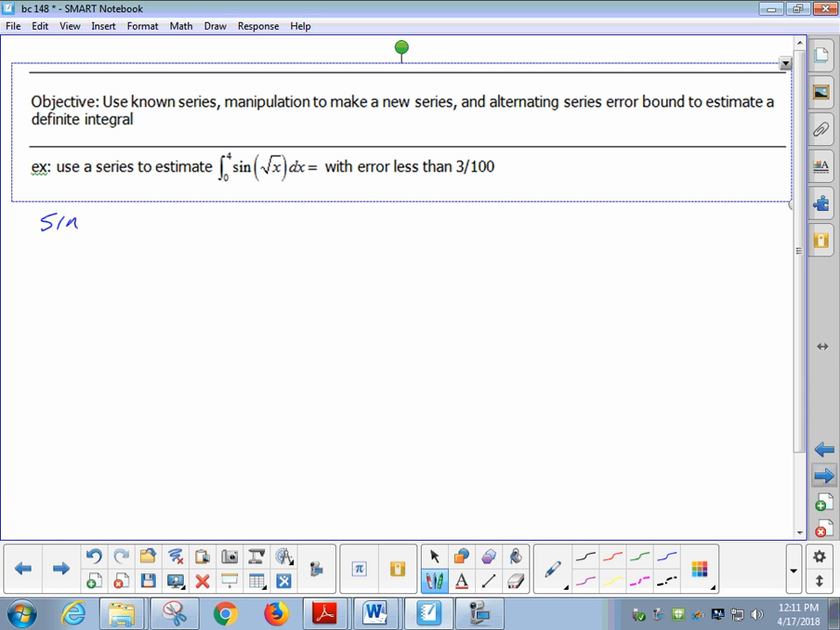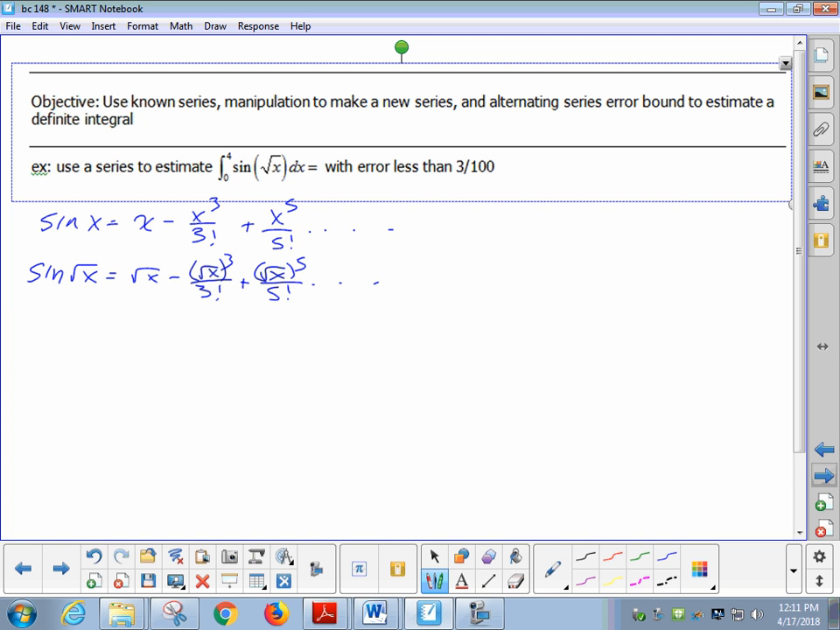First of all, you know sine x is what? X minus x cubed over 3 factorial plus x to the fifth over 5 factorial, dot dot dot. Okay? Therefore, sine of root x by substitution is root x minus root x cubed over 3 factorial plus root x to the fifth over 5 factorial, and so on. Now, I'm not going to sweat the general term because they want a numerical estimate. So I'm going to be all focused on just the numerical pieces, not the general.